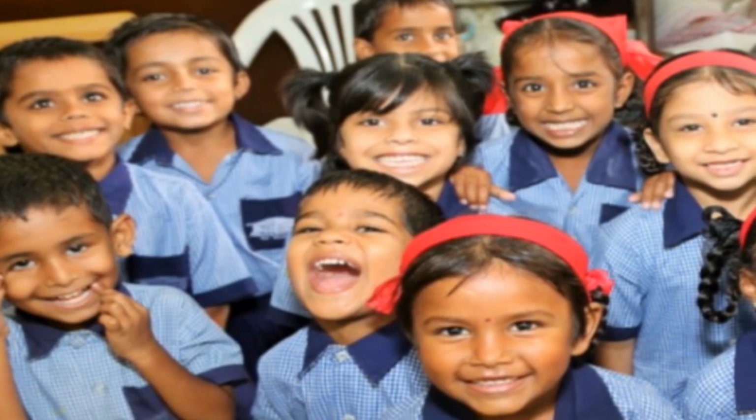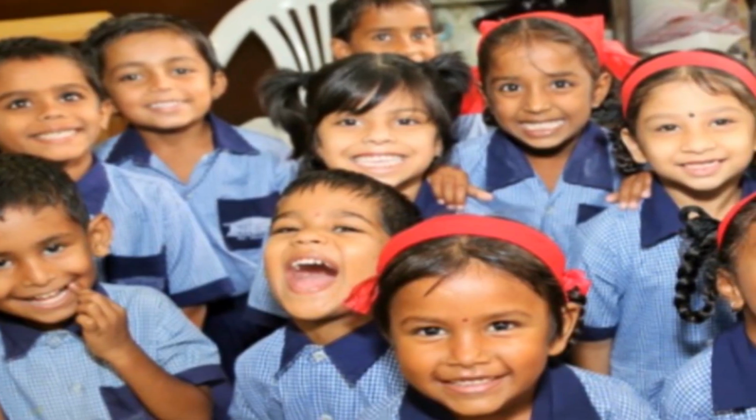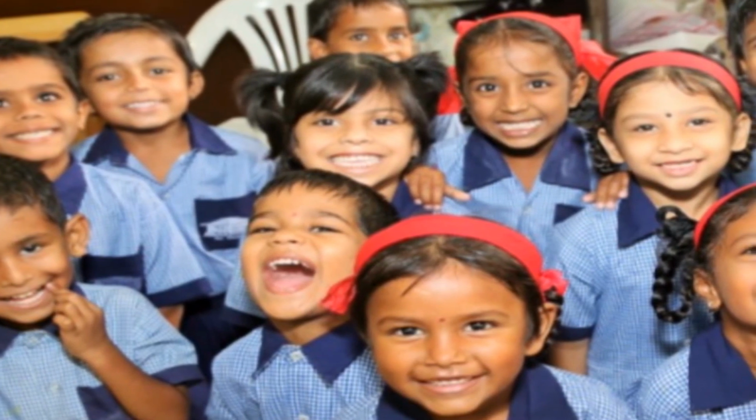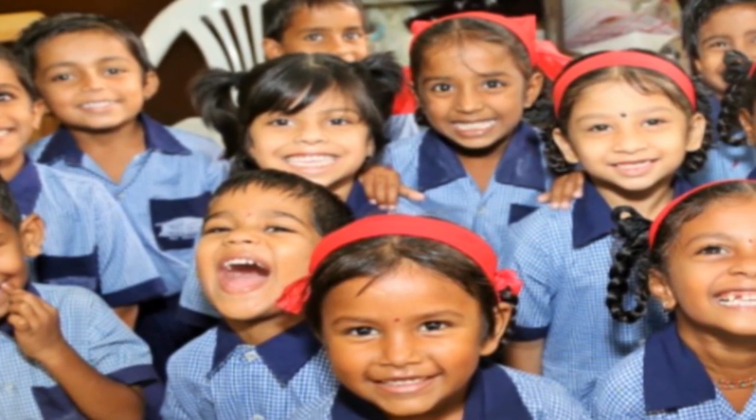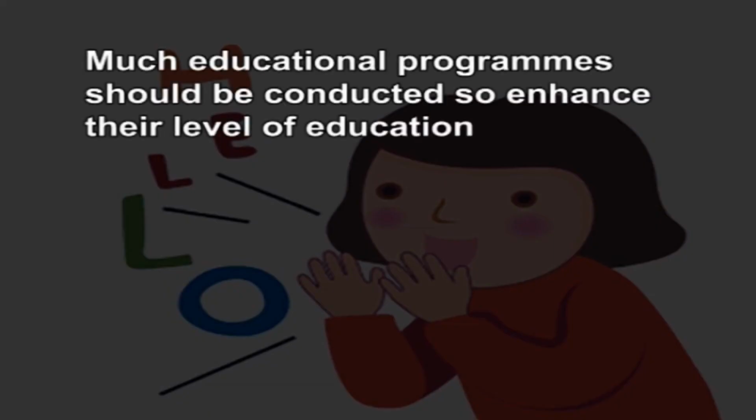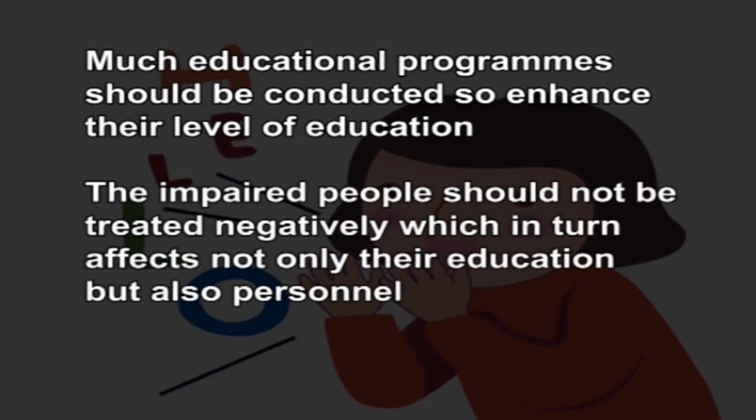It is the family who should support the children, not put them under stress, and admit them in an appropriate school so that they can gain a proper education. There is no doubt that these children have a wide range of knowledge but do not get the field of competing with the normal. So when trained, they explore themselves to great heights. More educational programs should be conducted to enhance their level of education. The impaired people should not be treated negatively, which in turn affects not only their education but also their personal lives.